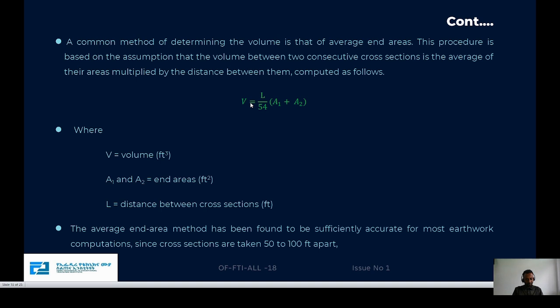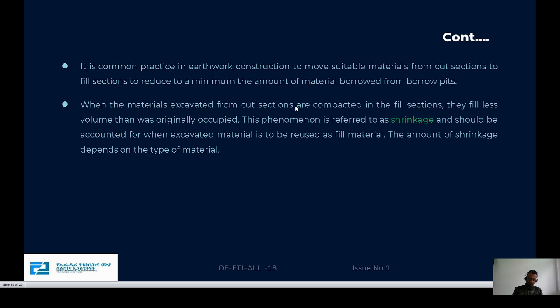So it is a continuous calculation. We must be very careful about how the volume is computed. In metric systems, L over 2 times area 1 plus area 2 will be used, with area 1 as well as area 2 in square meters. It is common practice in earthwork construction to move suitable material from the cutting sections to the filling sections, to minimize the amount of material needed as borrow material.